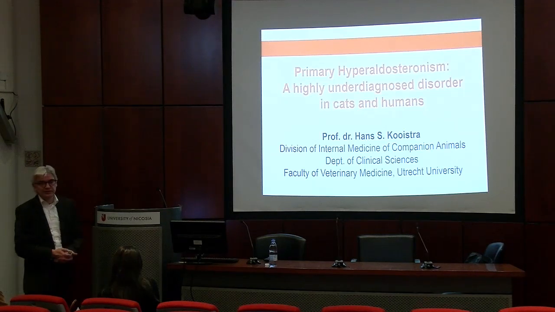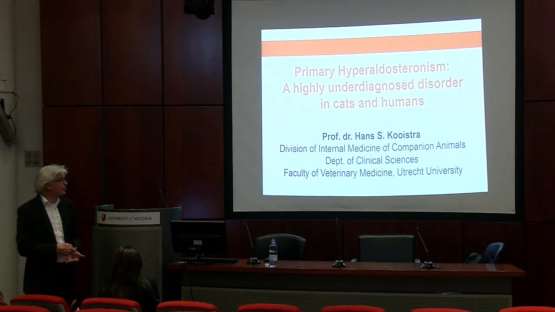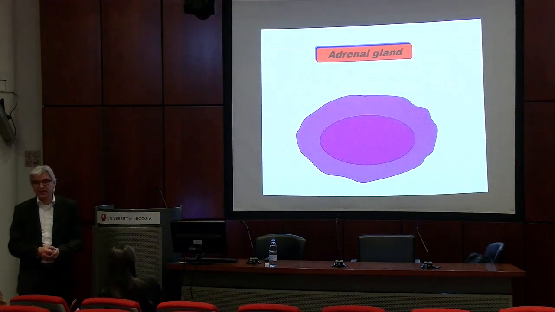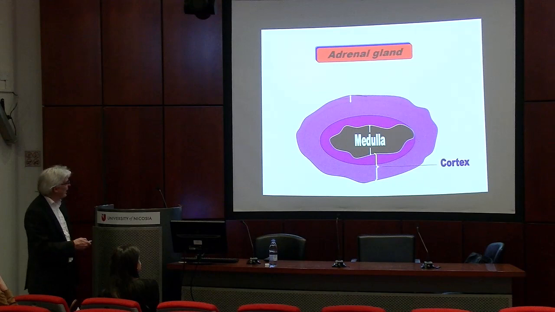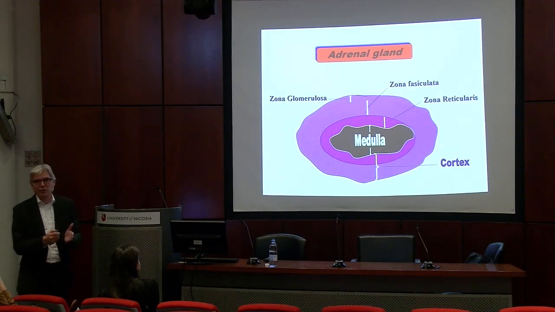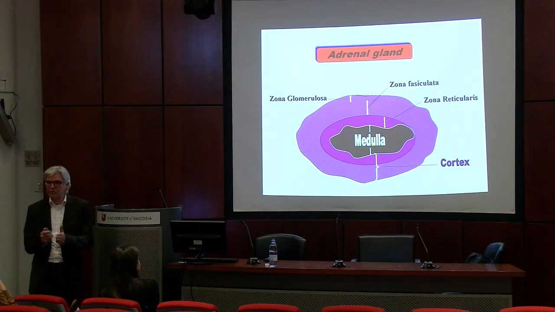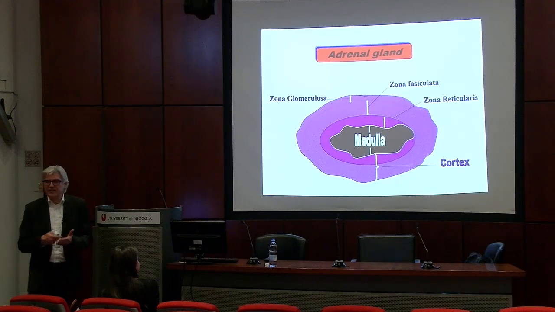So if you talk about primary hyperaldosteronism, then we are talking about an adrenocortical disorder. And in this slide you see a very schematic illustration of the adrenal. And you all know that the adrenal consists of an inner adrenal medulla and an outer adrenal cortex. And you also know that the adrenal cortex consists of 3 layers: an outer zona glomerulosa, a middle zona fasciculata, and an inner zona reticularis. And it's important that you know that we have these 3 layers.